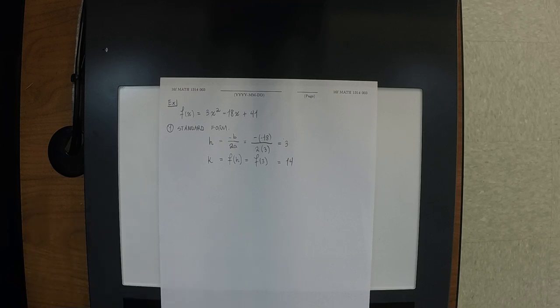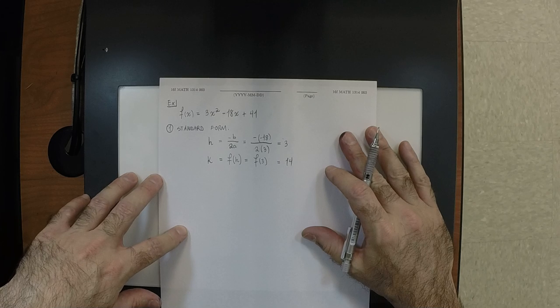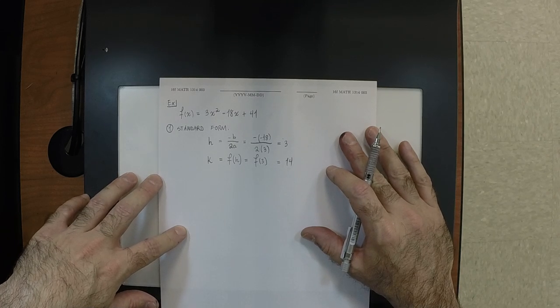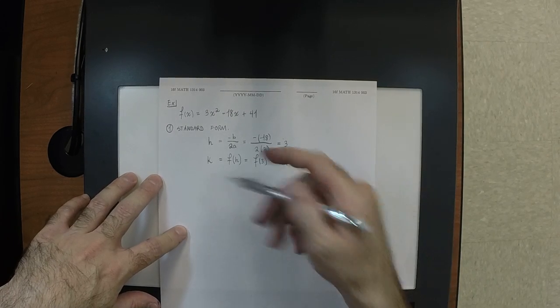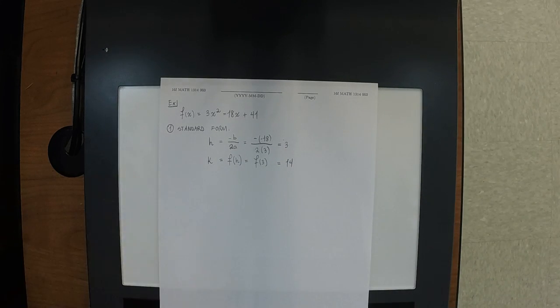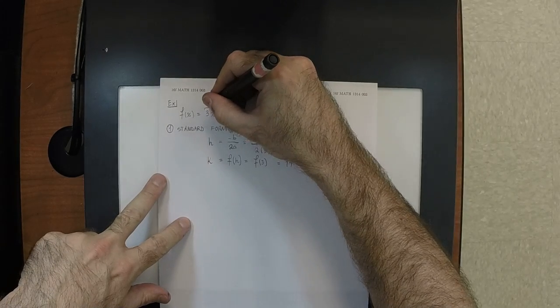Yeah, 14. Okay, so that means that to put it in a standard form, we need 3 letters. 2 of them are H and K. What's the other letter we need? We need A. Well, what is A? It's 3. This is A.